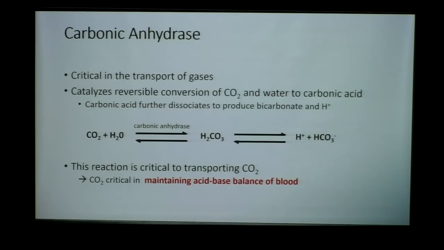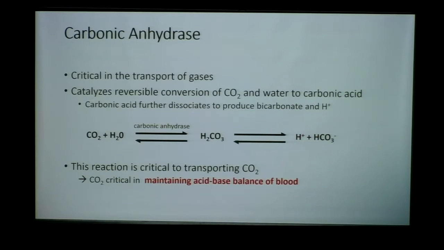So carbonic anhydrase is an enzyme that facilitates the more common mechanism of transporting carbon dioxide. And so what we see is that carbon dioxide in the presence of water and this enzyme carbonic anhydrase can be converted into carbonic acid. And this is how we can move carbon dioxide around in the blood. We actually move it around in its dissociated form. So it's dissociated here into protons, which are acidic, and bicarb.